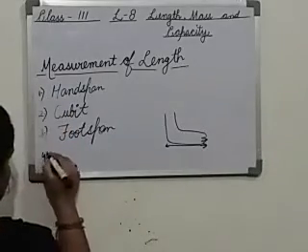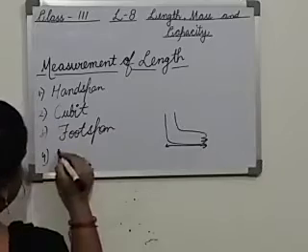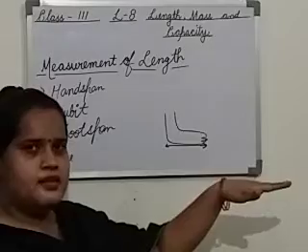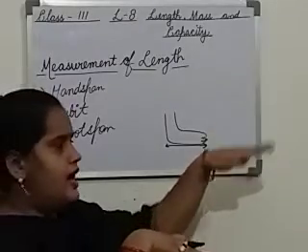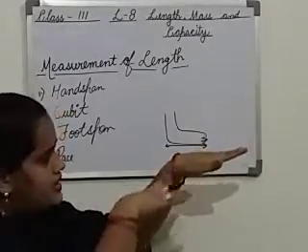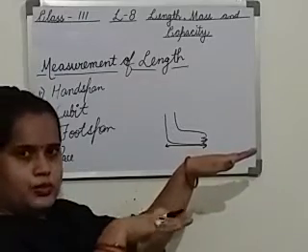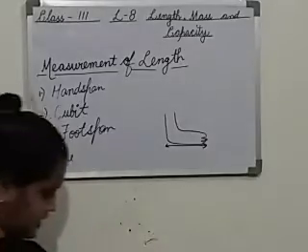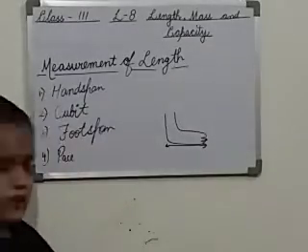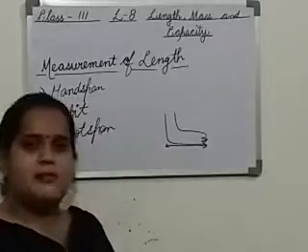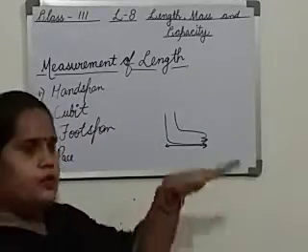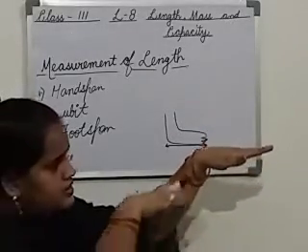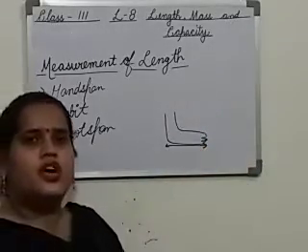Then the fourth one, pace. Whenever we walk, first one foot is in front and the other foot is at the back. Again front, again back. So the distance between both the two feet is called the pace, or we can say the distance between the front foot and the back foot when a single step is taken. Firstly we put one foot, then another. So the distance between the first and the second foot is called the pace.